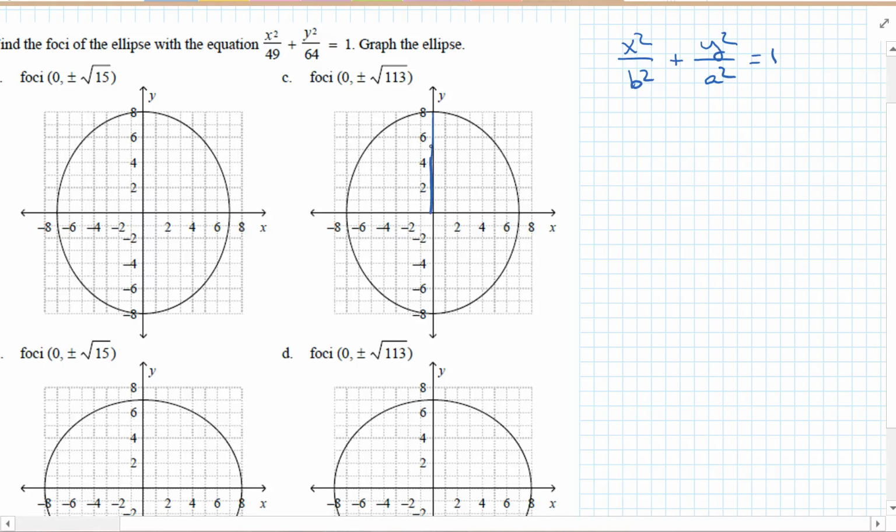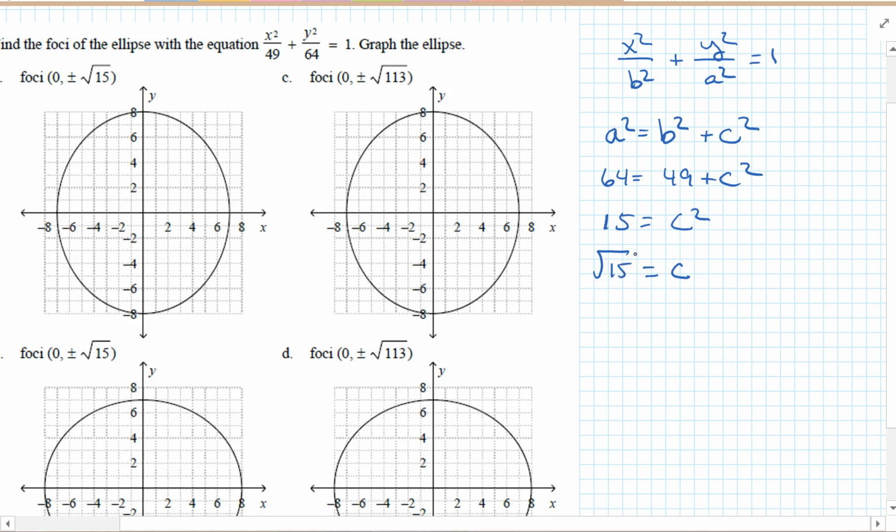So on an ellipse, I have an a value and I have a b value. Our a value is the biggest value. Our c value is basically, we're going to use the Pythagorean Theorem to find the c value. So in this case, it is a squared equals b squared plus c squared, where c represents our distance for the focus. So what's our a squared value? 64 equals 49 plus c squared. So subtract, I get 15 equals c squared. So our c value is the square root of 15.